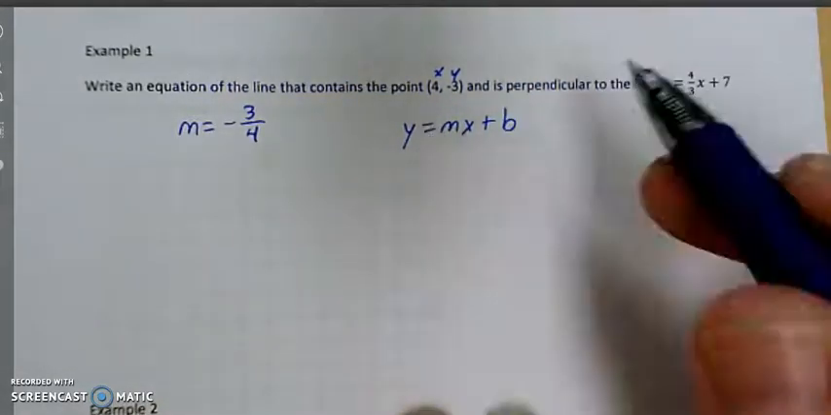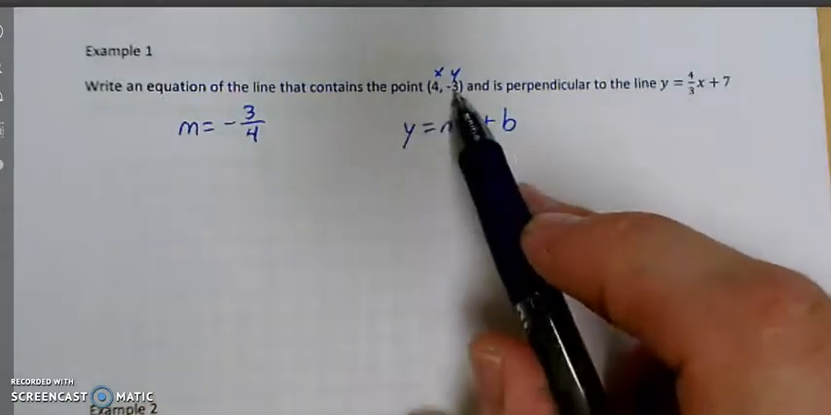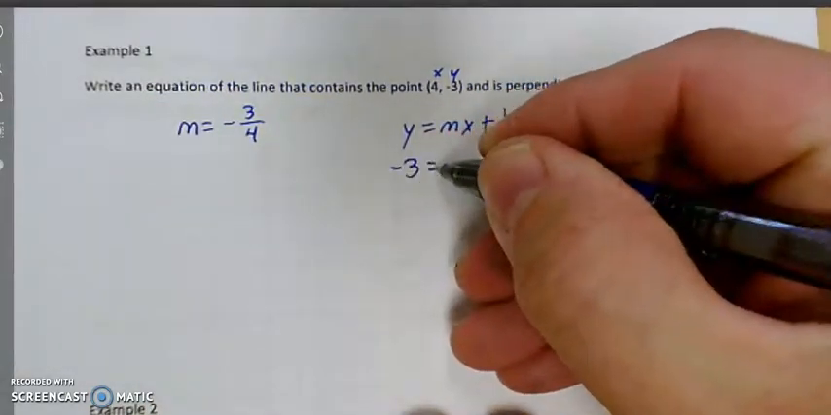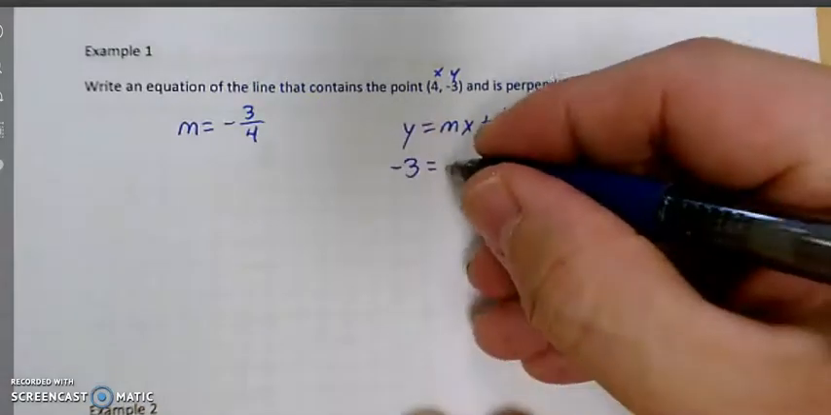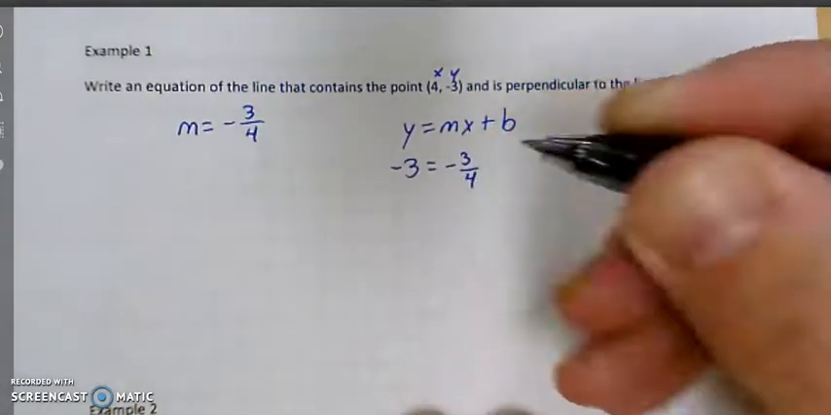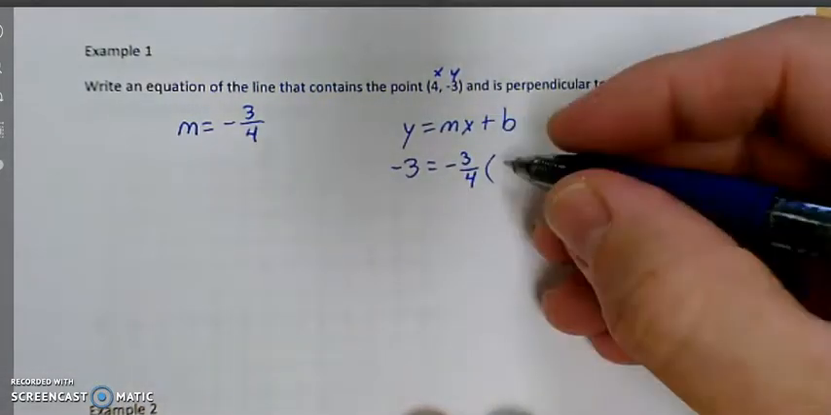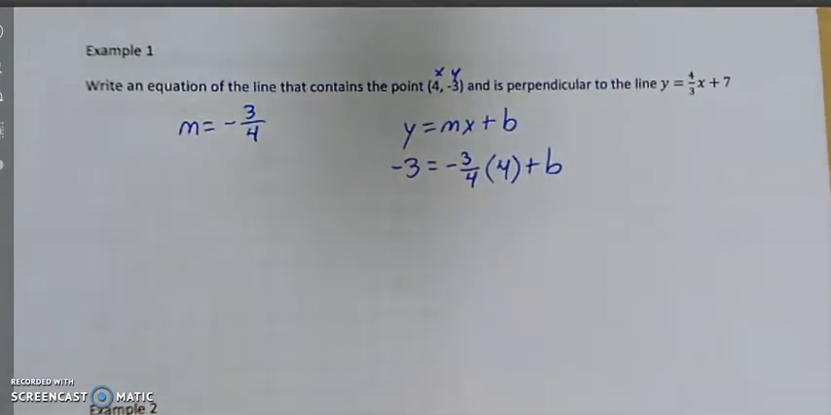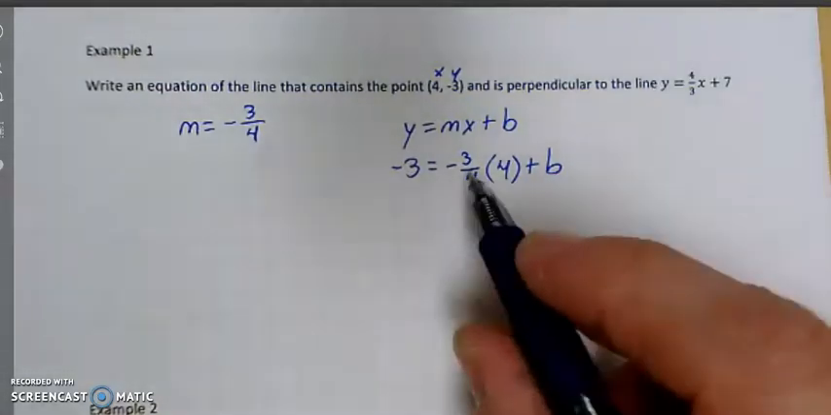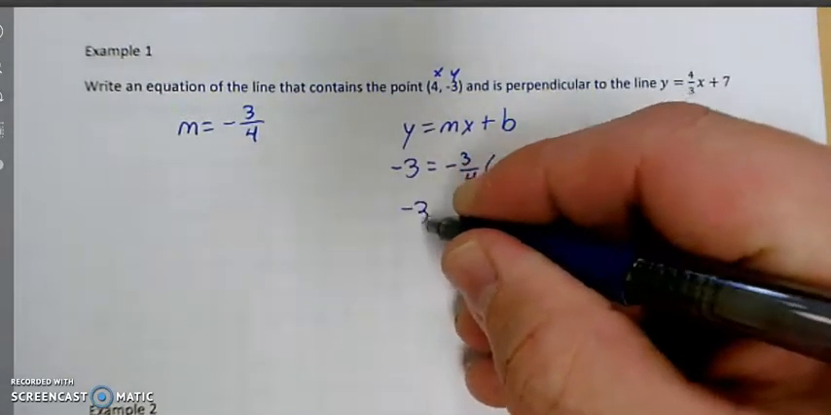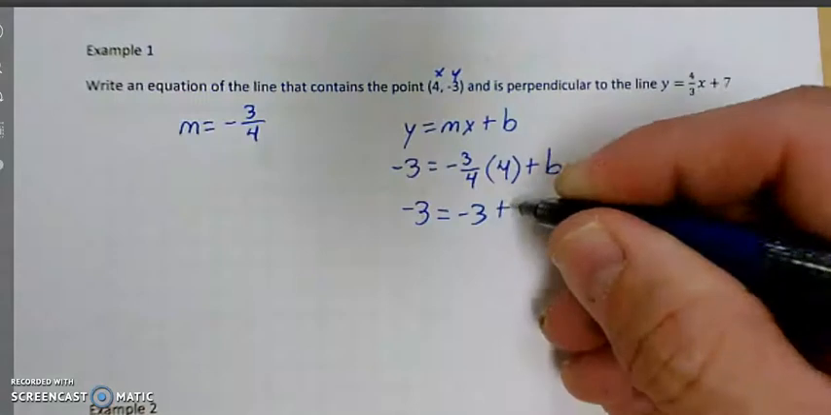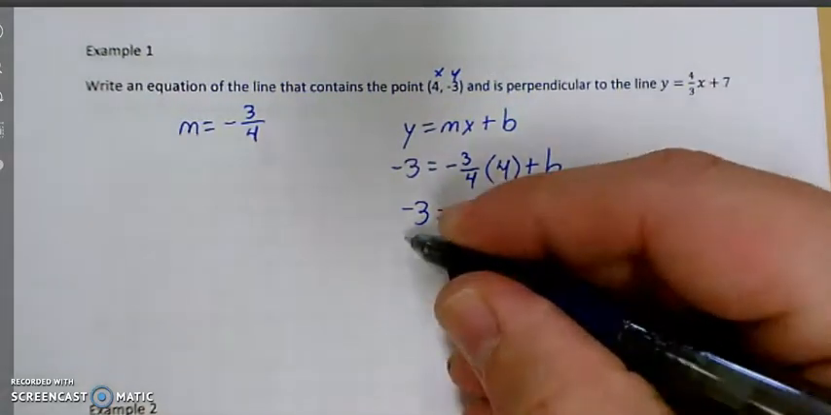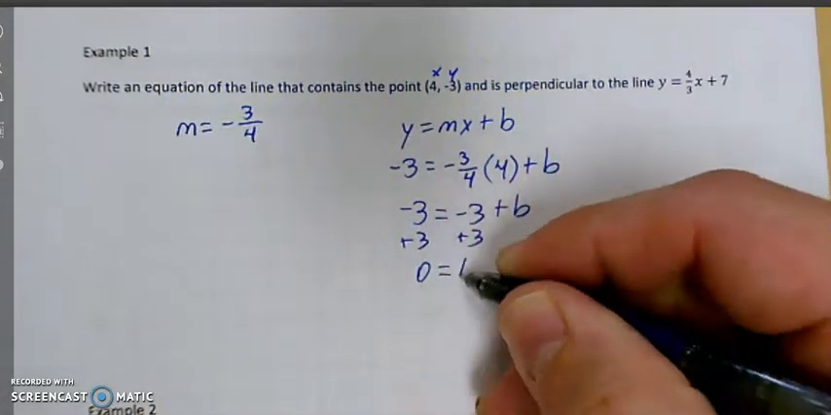And now I can actually have a few values I can plug in. y is negative 3. m is negative 3/4, as I've already mentioned. My slope times x, which is 4, plus b. Now all I got to do is figure out what my y-intercept is on this problem. So negative 3/4 times 4 would be negative 3. Add the 3 over, and I'll get 0 for my b.